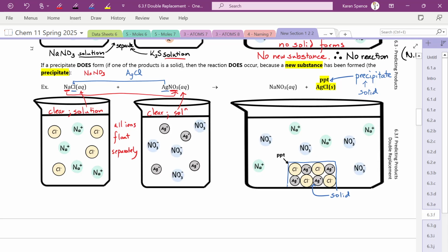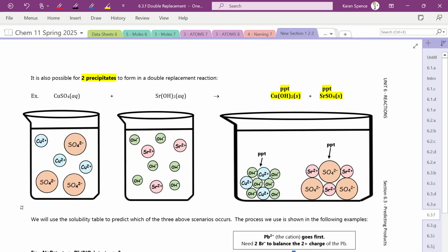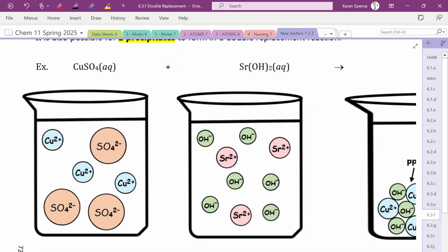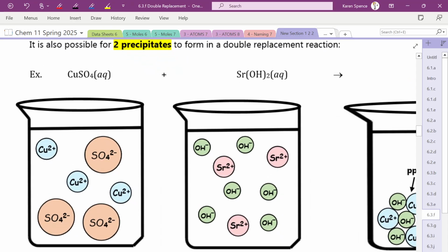Okay? There is a third possibility. We had no precipitate. We have one precipitate. What's the third choice? Two precipitates, absolutely. Okay, so we're going to look at a situation where we get two precipitates.